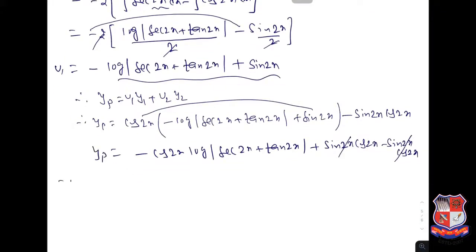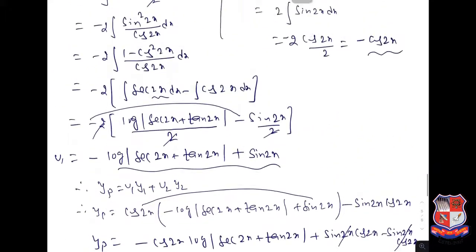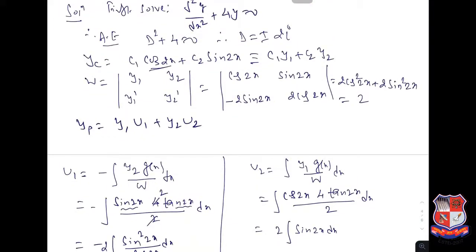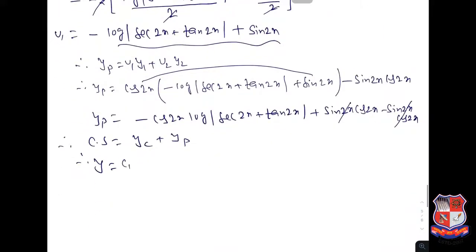So this is our yp, and therefore the complete solution is CF plus PI. So yc plus yp, and therefore y equal to c1 cos 2x plus c2 sin 2x, then minus cosine 2x log of mod of sec 2x plus tan 2x.